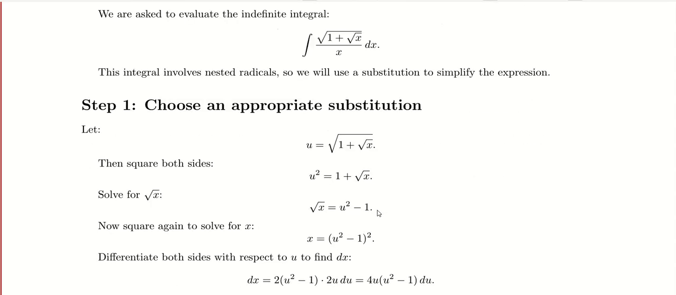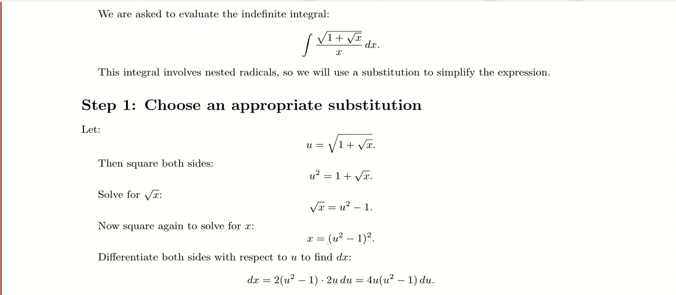So a good candidate is to use u equal to the square root of 1 plus square root of x. That means when I square both sides, u squared is 1 plus square root of x. And so now I can solve for square root of x to be u squared minus 1. And then if I square both sides, x is equal to u squared minus 1 quantity squared.